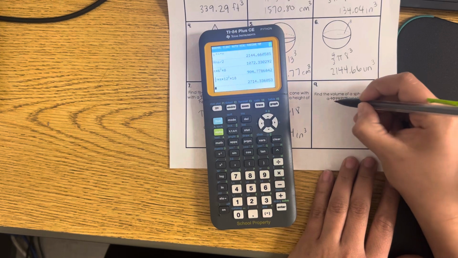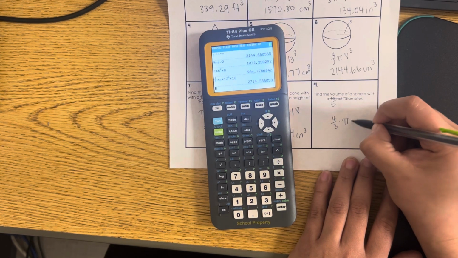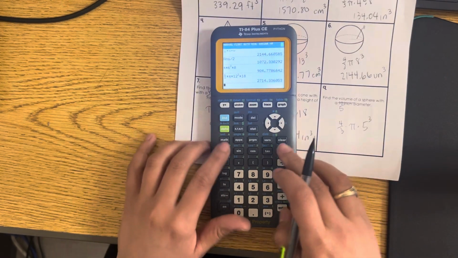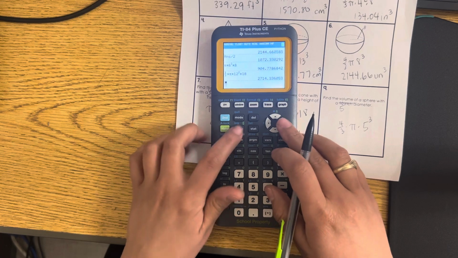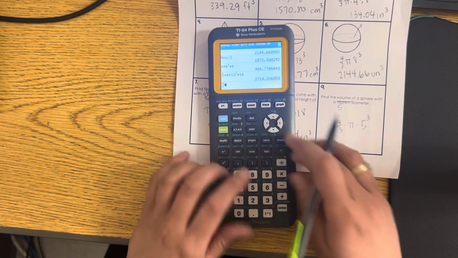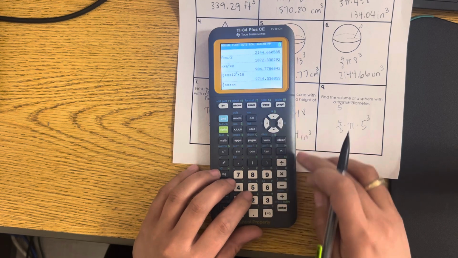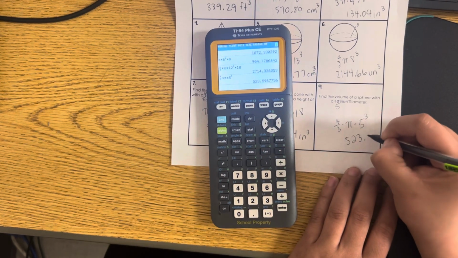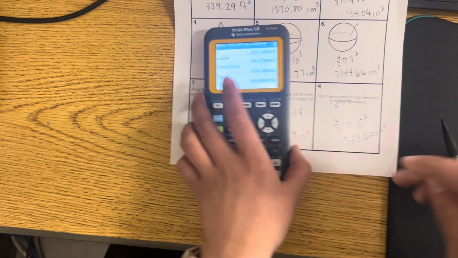Number 9 says find the volume of a sphere with a 10-inch diameter. Because they gave me diameter, I do have to cut it in half. And then since it doesn't mention a hemisphere, we don't need to cut the answer in half. So always be on the lookout for words like hemisphere or half a sphere, just in case they try to trick us that way. And so 523.60 inches cubed. Okay.